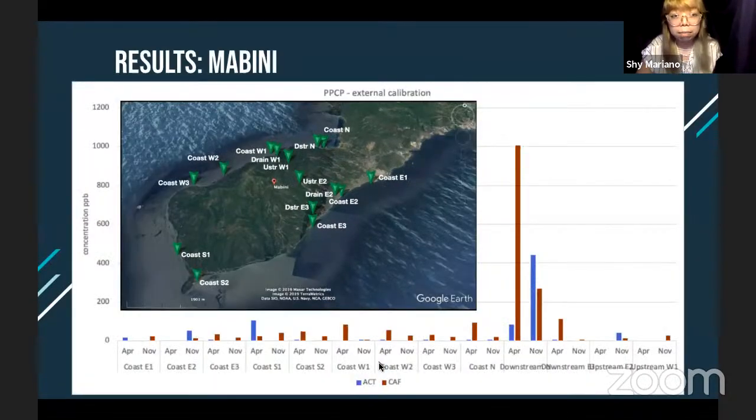First, let's look at Mabini, Batangas. We sampled upstream and downstream in the drains. There is no major river in Mabini, Batangas. So these are just small waterways, small streams. And then we sampled along the coasts.